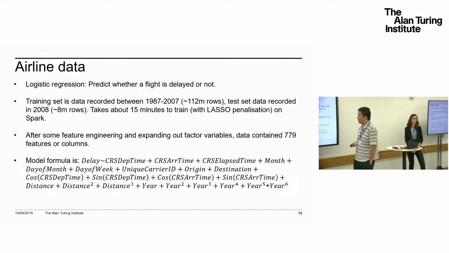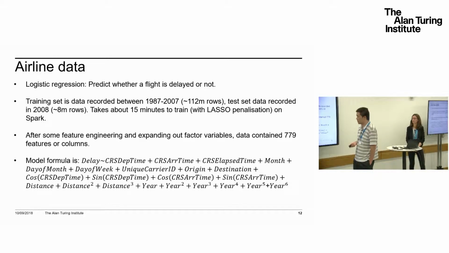And after some feature engineering and expanding out the factor variables, because in Spark you have to work with factor variables in terms of indicator functions of each category you've got in your categorical variable, the data in the end contained about 780 features or columns. And this is just a model formula to give you some idea of the variables involved.